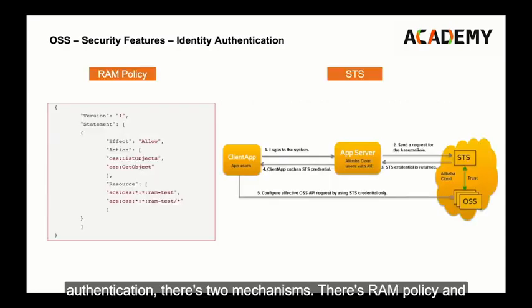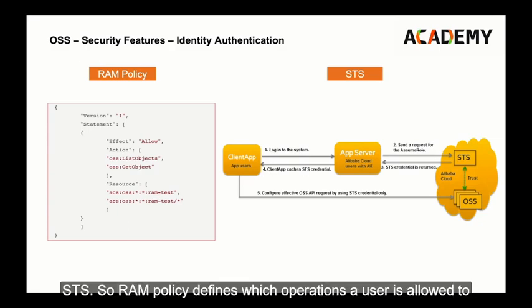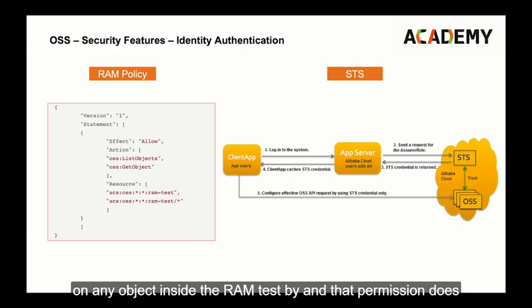So for identity and authentication, there's two mechanisms. There's RAM policy and STS. So RAM policy defines which operations a user is allowed to carry out in the OSS service and which buckets and objects those operations are allowed to be carried out on. That's the resource section in the JSON document shown on the left side of the slide. You can see here that the user is allowed to operate on any object inside the RAM test bucket, and that permission does not extend to other buckets.